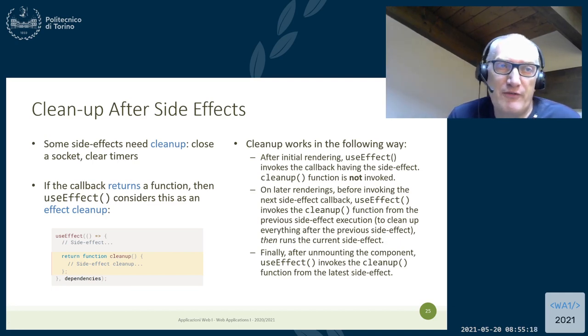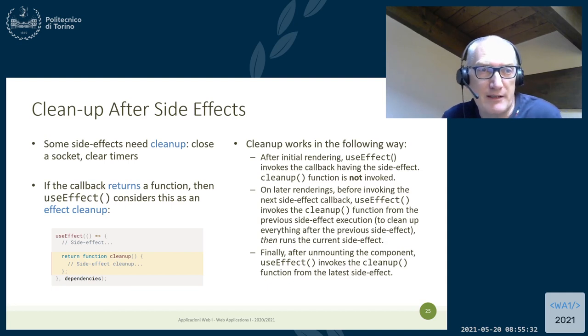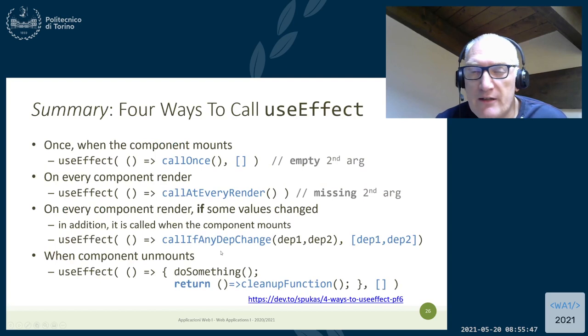It's mainly useful if you are setting up some external connection that you want to close, because you don't need to use that for destroying arrays or lists, since they will be garbage collected automatically. So you don't need that for destroying values. You need that just for releasing the resources that you may have allocated during the mount of the component. So it's a very special case. All in all, we have four different ways in which the useEffect can be called.